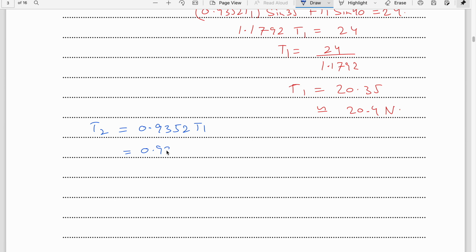So 0.9352 and T1 is 20.4, and you get an answer of 19.078, which is approximately equal to 19.1 newtons.